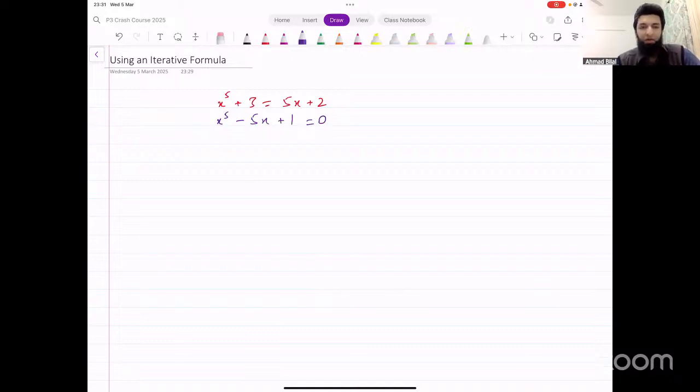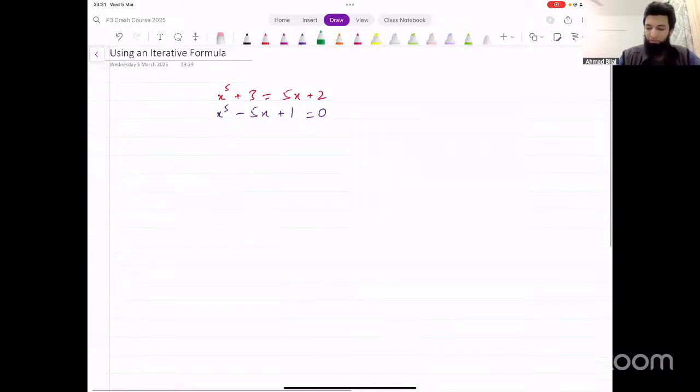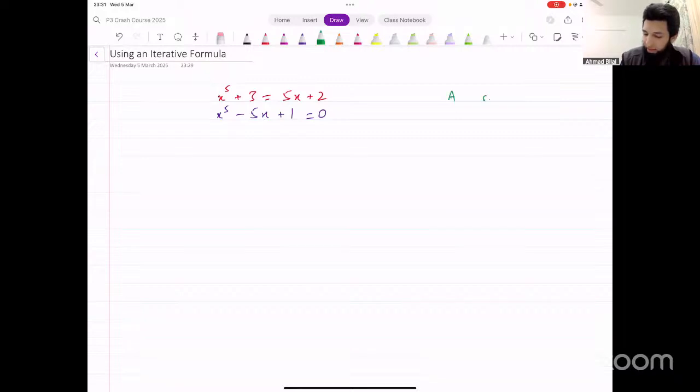Now, what we have done is, we have already proved that a solution to this equation lies between 1 and 2. We have proved that a solution exists between x equals 1 and x equals 2. That is something that we know until now.